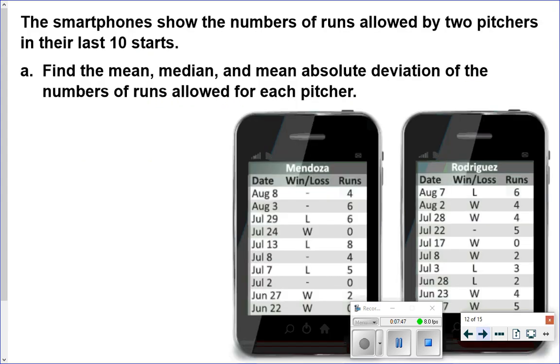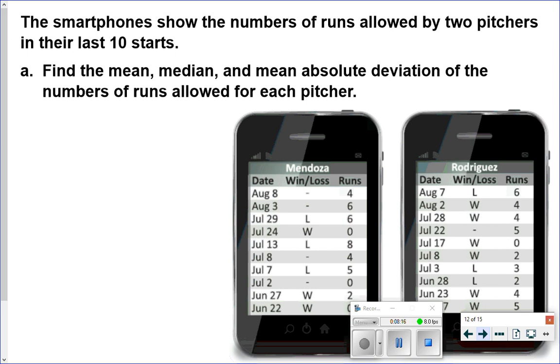All right, let's take a look at a story problem situation. So for this one, it shows the number of runs allowed by 2 pitchers in their last 10 starts. So for A, we need to find the mean, median, and mean absolute deviation of the runs allowed for each pitcher. Okay, so I need to calculate all of these different things. So mean, we're going to add them all together. We're going to divide by the number of numbers.